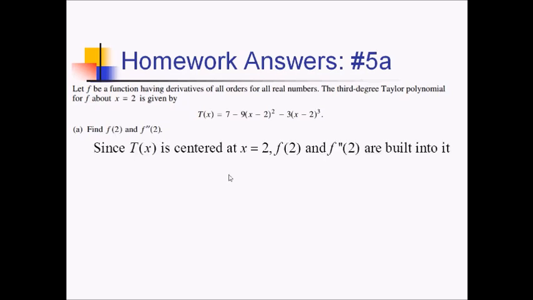Now, in general, since T of x is centered at x equals 2, that means that the values of f of 2 and f double prime of 2 are actually built in to this polynomial here. So to find f of 2, that's just the constant, which is 7.